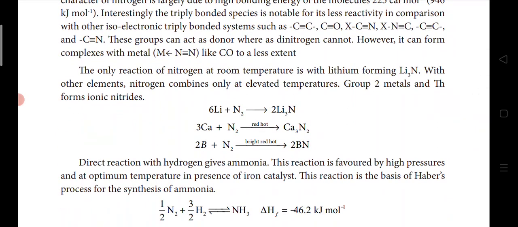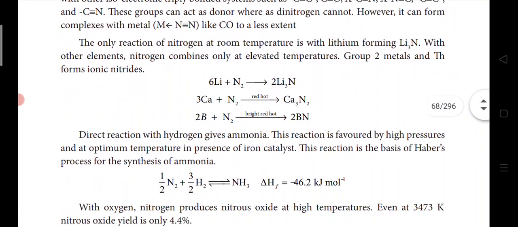The only reaction of nitrogen at room temperature is with lithium, forming lithium nitride. With the other elements, nitrogen combines only at elevated temperature, and group 2 metals like magnesium and thorium form nitrides, ionic nitrides. So generally it reacts with metals to form nitrides.